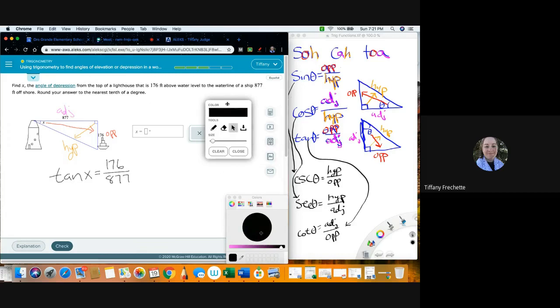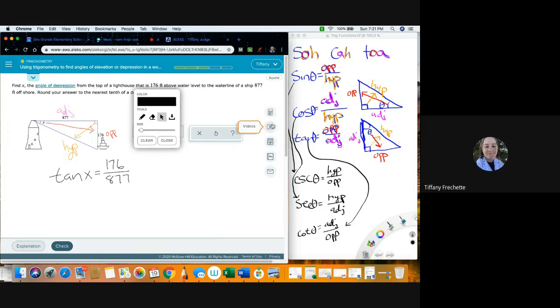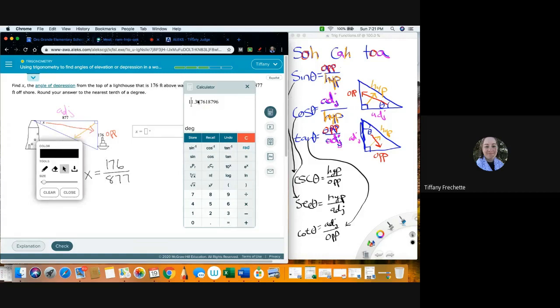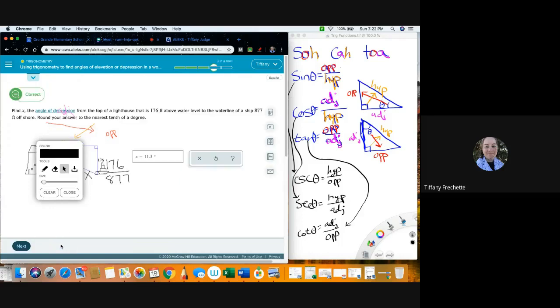And I'm going to grab my calculator here. So I have 176 divided by 877 equals, and without unhighlighting, I'm going to hit arc tangent and then equals one more time. So now I want to round to the tenth of a degree. So I look, this is 4 or smaller, so I do leave it at 11.3. And check. All right, perfect. We did another one.